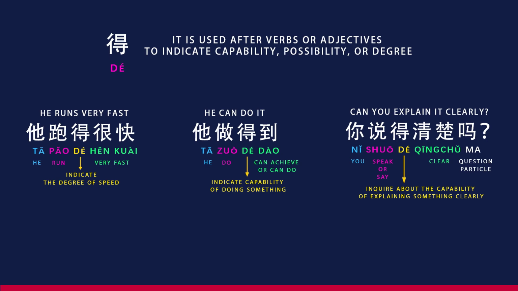To keep it very simple, in the first example, 他跑得很快, the de indicates the degree of proficiency or excellence in an action. In the second example, 他做得到, the de indicates the capability to perform an action. Lastly, in 你说得清楚吗? the de indicates the possibility of accomplishing an action clearly. I hope this makes the usage of this particle easy to grasp for you.